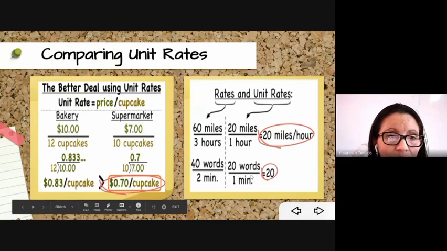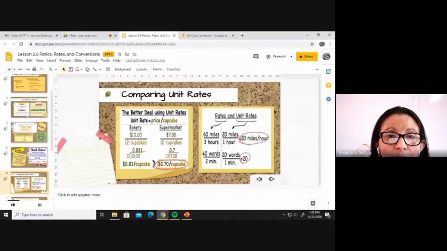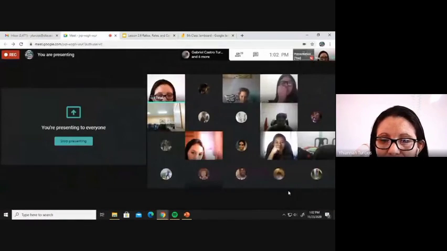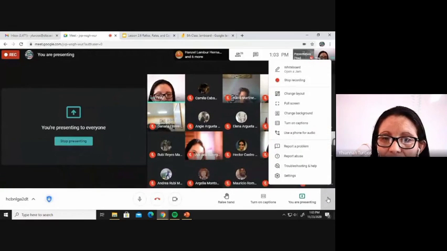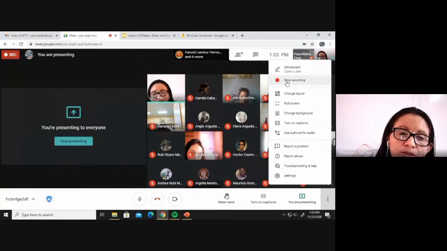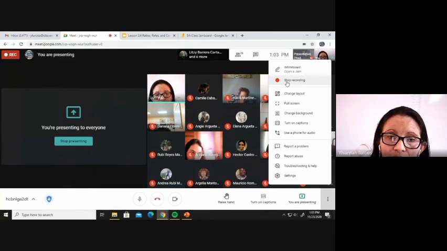We're going to review a little bit also about comparing unit rates. And we're going to study a little bit of conversion factors.